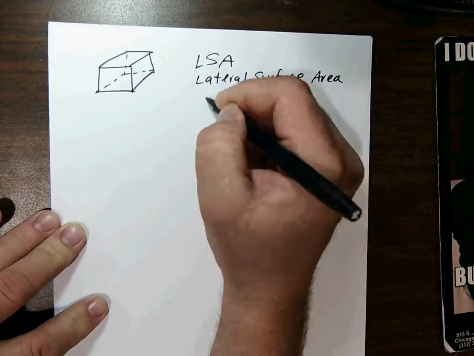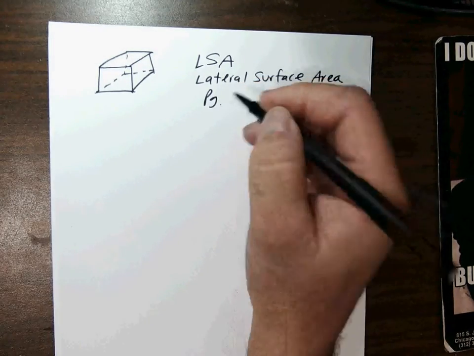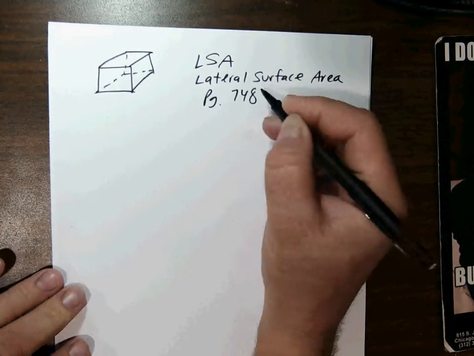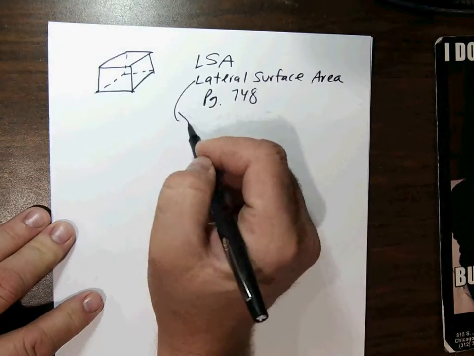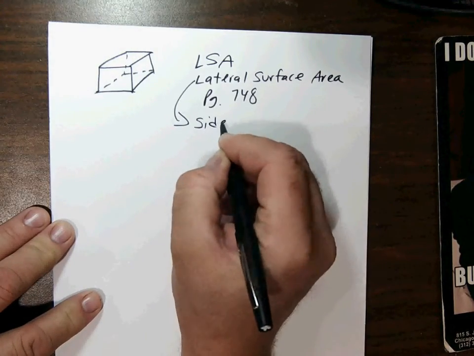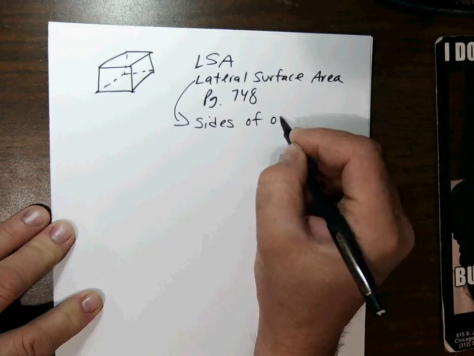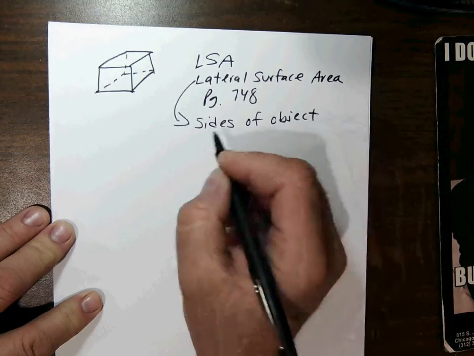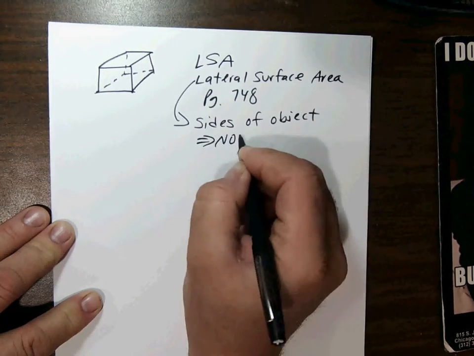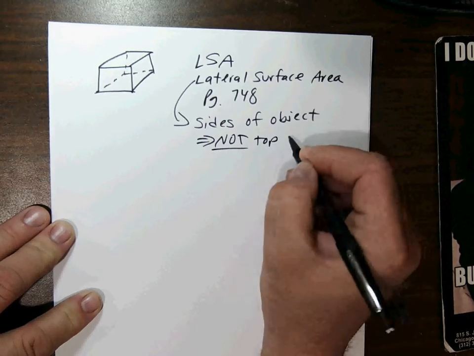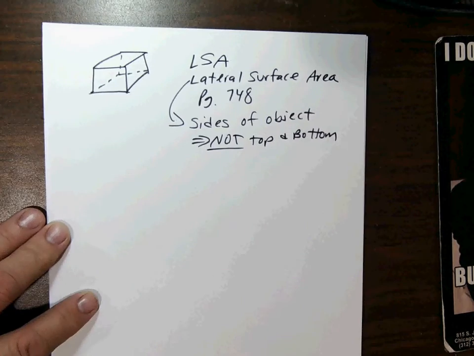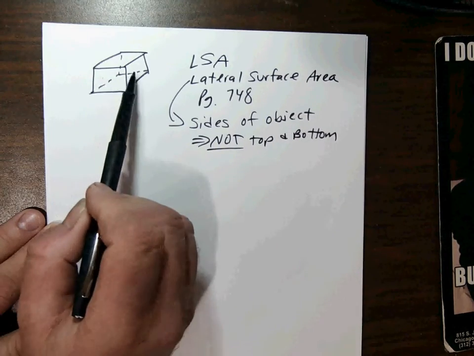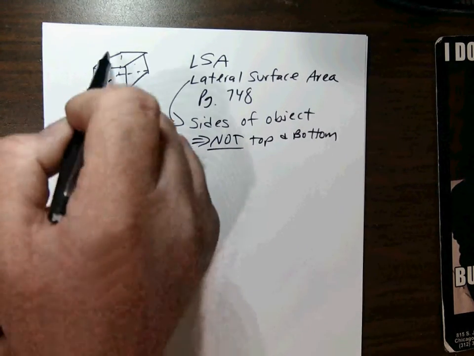I'm on page 748, by the way. Lateral surface area is just talking about the sides. That's referring to the sides of an object. So in other words, not the top and bottom. On my little figure here, the lateral surface area would be just these 4 sides, not the top and not the bottom.